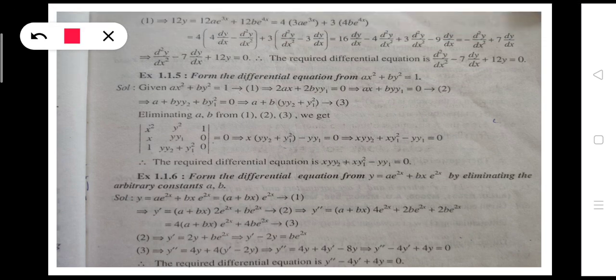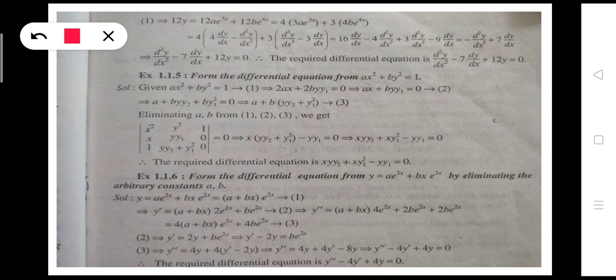that is equal to the given equation. The required differential equation is d square y by dx square minus 7 into dy by dx plus 12y is equal to 0. Now continue next problem.